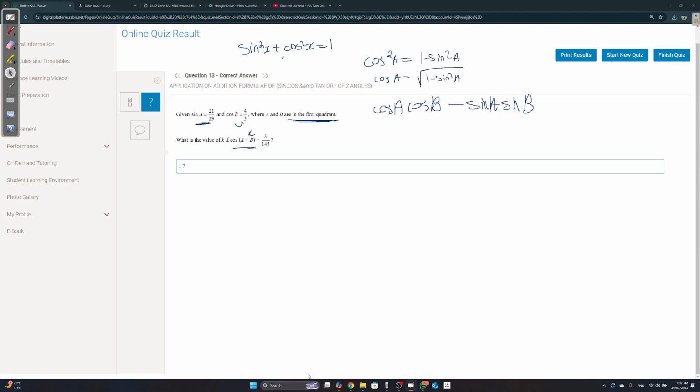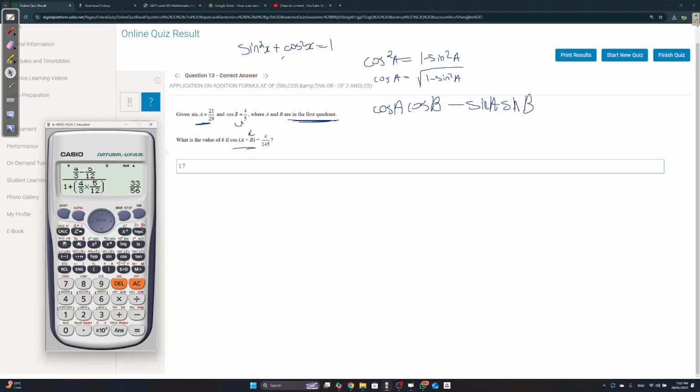Let's do this quickly. So it's going to be the square root of 1 minus sine squared of A. So you have to square this, 21 over 29. 21 over 29 squared, and you're going to get 20 over 29. So cosine A is going to be 20 over 29. Perfect.